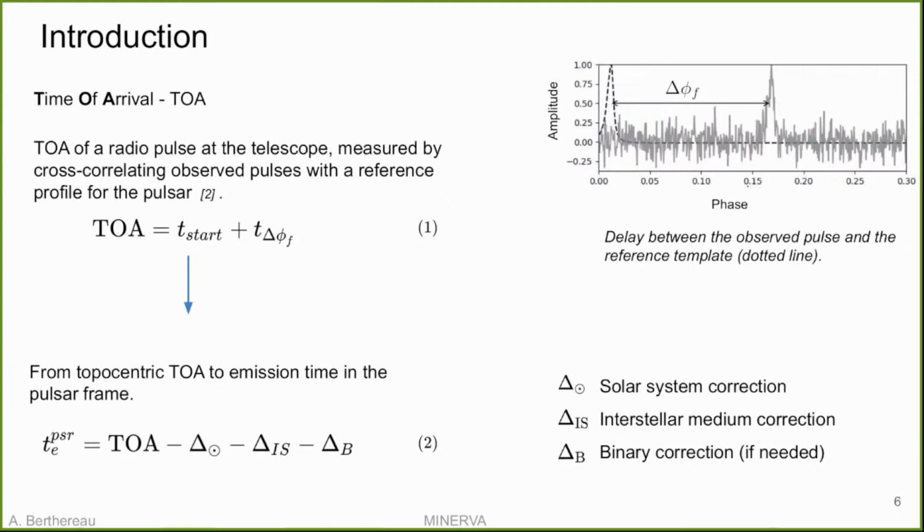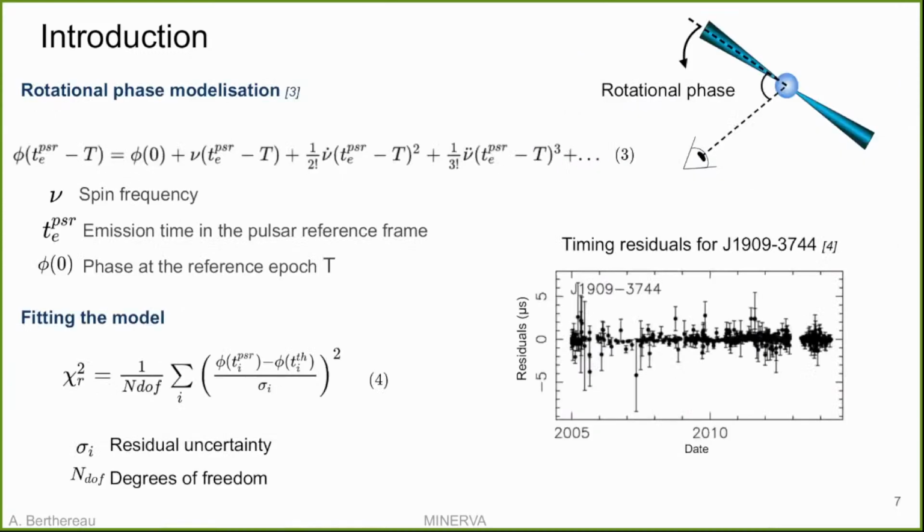So these are the three terms that we use for our corrections to go to the emission time in the pulsar frame. With this time, we can model the rotational phase, and with this model we will then try to find the best parameters that describe the pulsar and its environment. These parameters are included in the correction terms that I showed you just before.